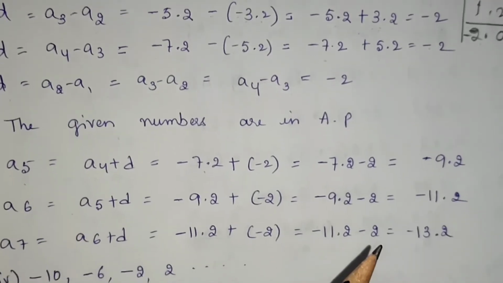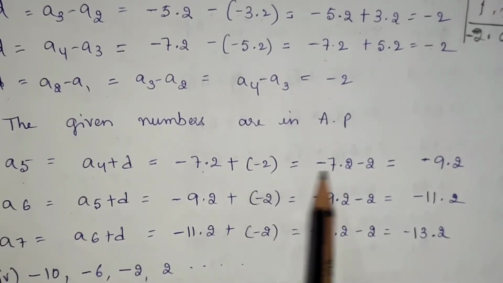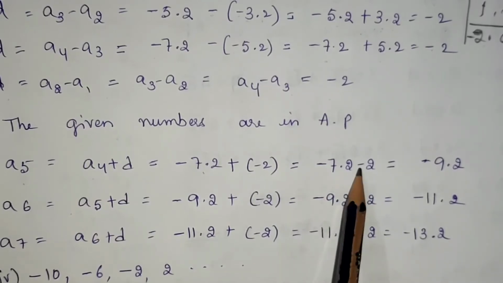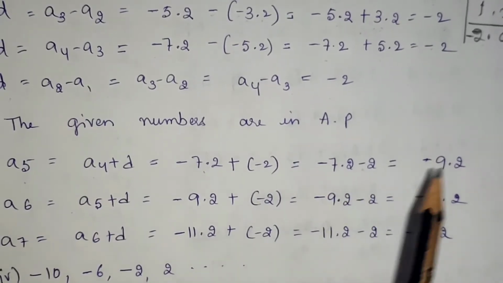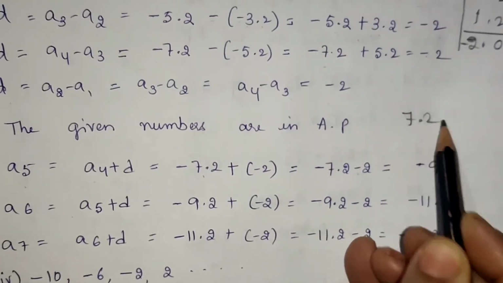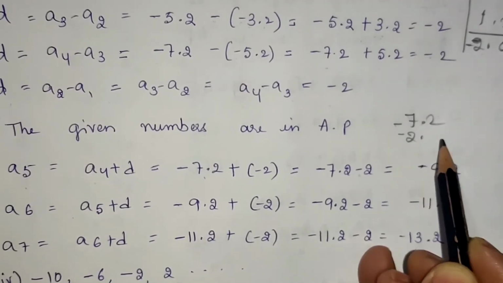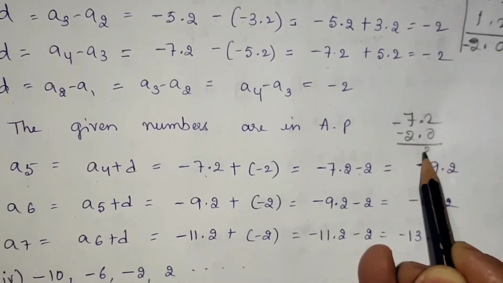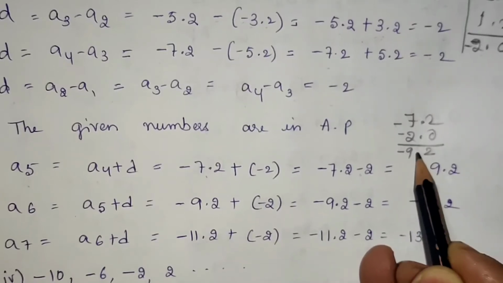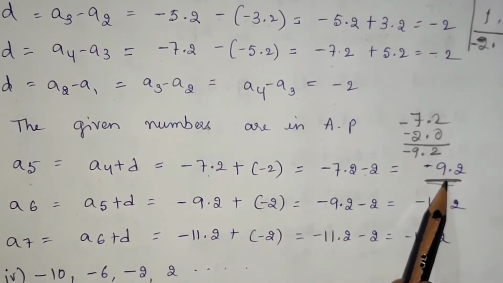Plus into minus is minus. Hence, minus 7.2 minus 2. Since the symbols are same, you have to add. That is 7.2 plus 2. 2 can be written as 2.0. Then 2 as it is, minus 9. That is minus 9.2 is the 5th term.